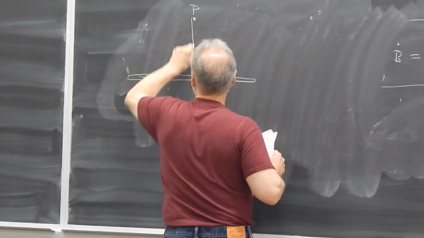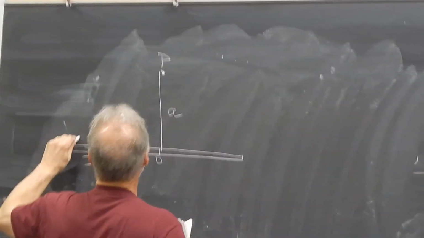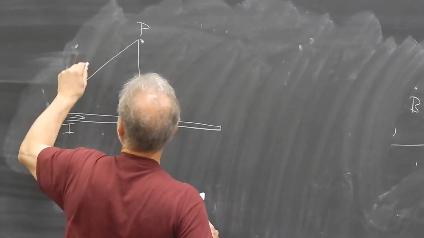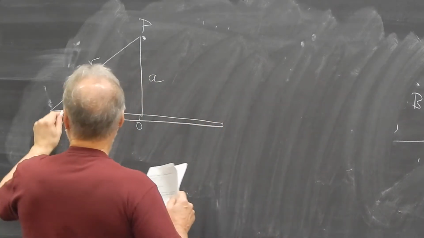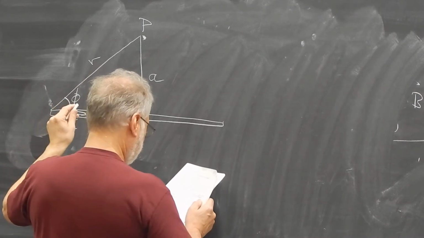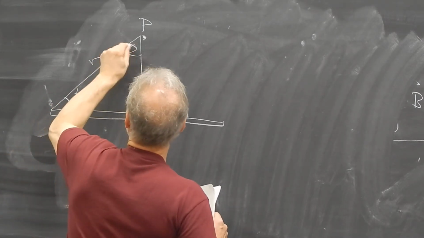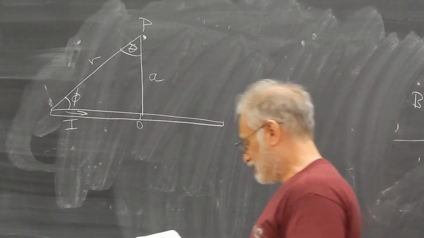Let's say that it's a perpendicular distance of A from the wire, such that if I go to this end of the wire, I'm going to use R as my distance. I'm going to call this angle phi, and I'm going to call this angle theta. And you'll see why I'm using two angles in a moment.